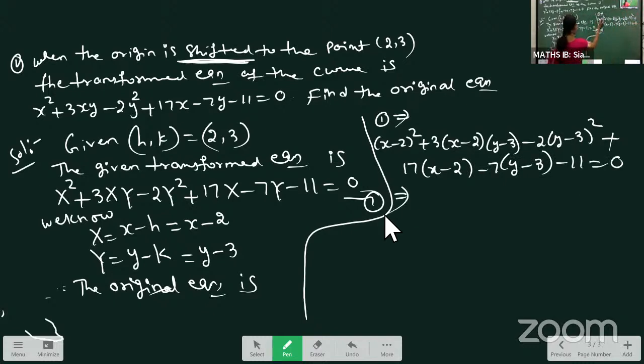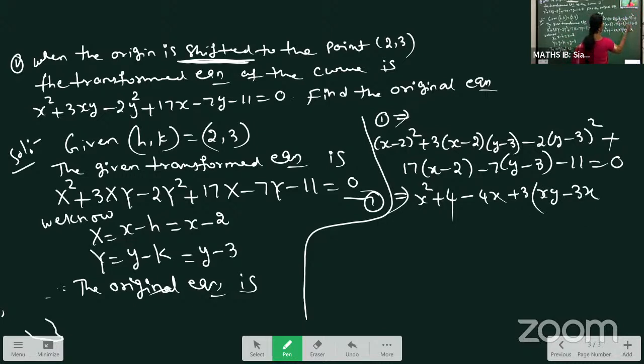Come on, a minus b whole square is a square plus 2 square, which is 4, minus 2ab: 2 into x into 2, minus 4x. Plus 3 into, multiply both of them, x into y, xy, x into 3, minus 3x, minus 2 into y, minus 2y, plus 6.